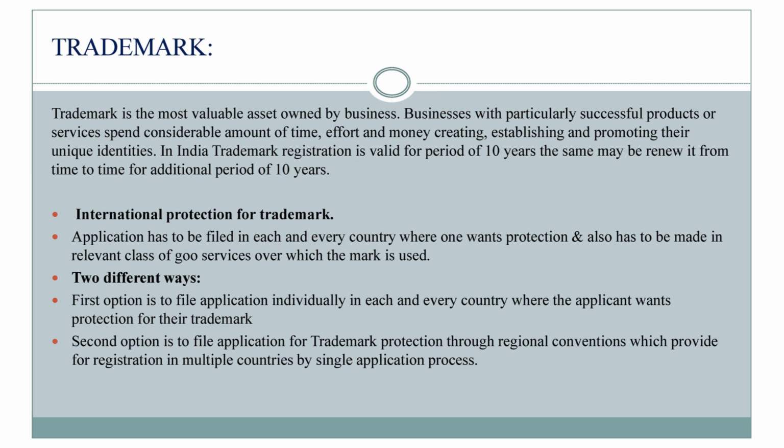There are two different ways. The first option is to file an application individually in each and every country where the applicant wants protection for their trademark. The second option is to file an application for trademark protection through regional conventions, which provide for registration in multiple countries by a single application process.